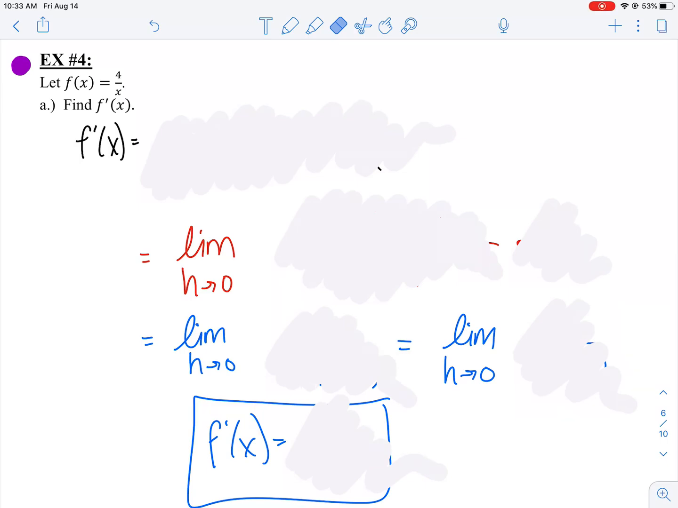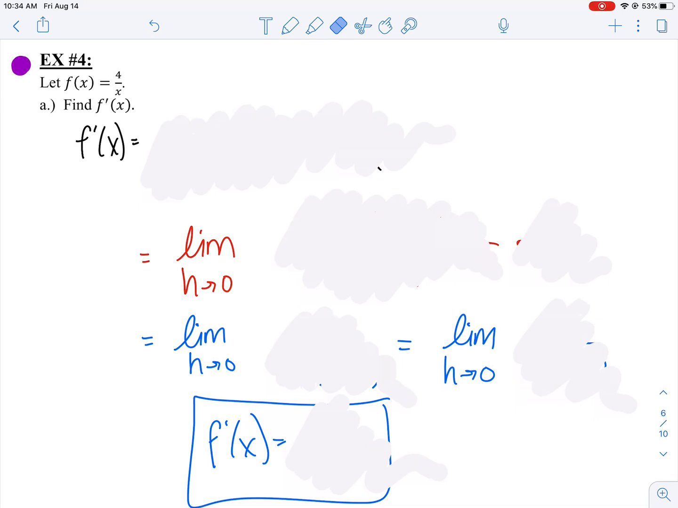All right, we are in section 11.4. We've been doing our limit definition of derivative. We've done a couple different examples where we found the derivative of our functions. The first function was quadratic, it was an x squared. The second function was a cubic, it had an x cubed. Now let's talk about how to find a derivative of a rational function.